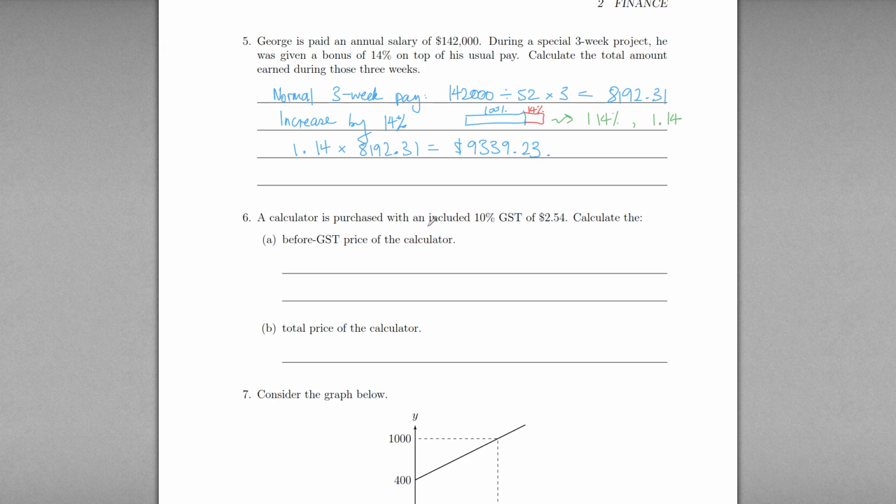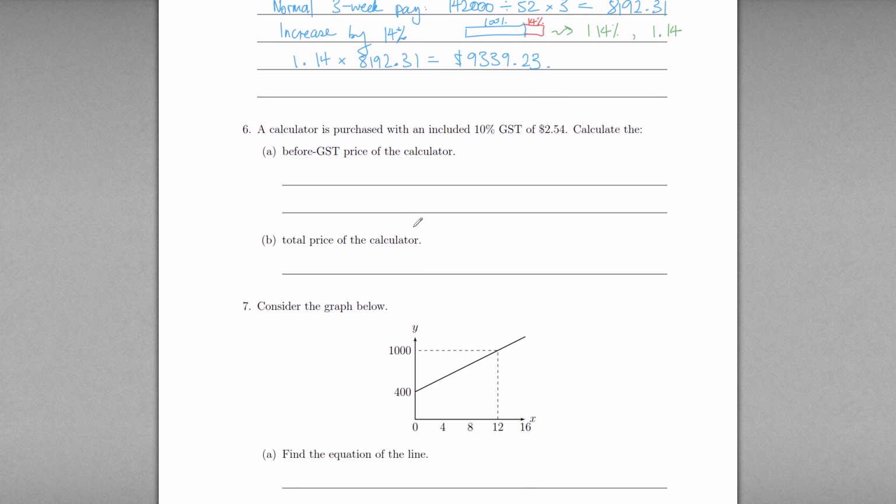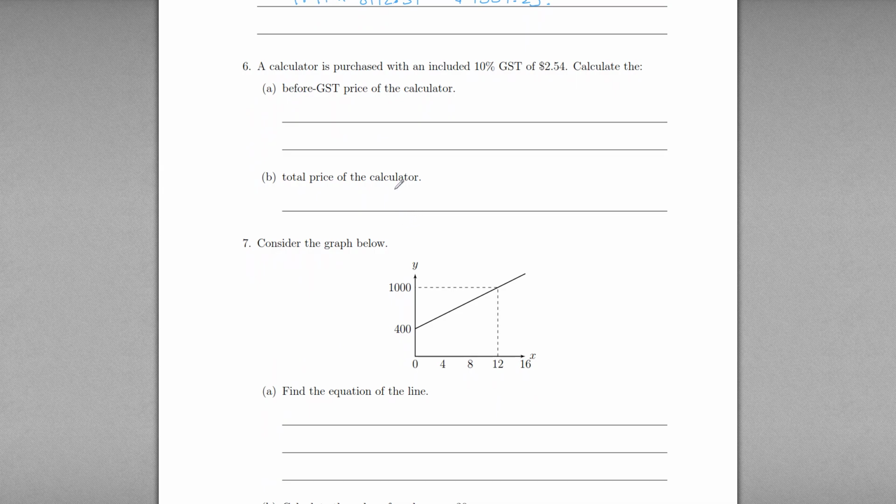Okay. Calculator purchased with an included 10% GST of 2.54. Calculate the before GST price of the calculator and then the total price. So again, how GST works, if you watch my previous video about that, there again is an initial price. You see how this features a lot in this topic. Okay, that's some sort of before GST price. We'll call this P again.